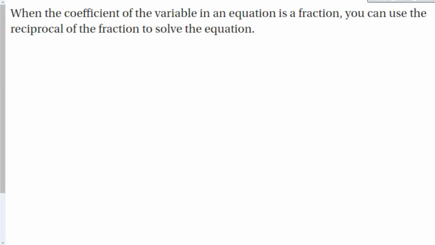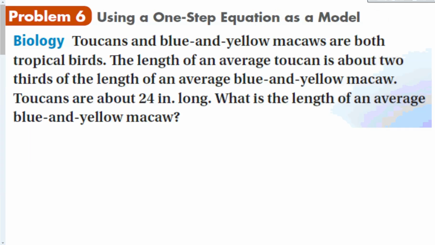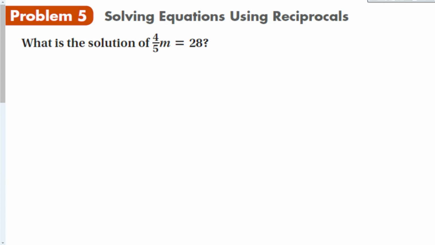When the coefficient of a variable in an equation is a fraction, we can also use the reciprocal of that fraction to solve the equation. This is much easier than doing two separate steps, one multiplication and one division. So the long way of doing this particular problem is to divide both sides by 4 and multiply both sides by 5, but there's an easier way to do that.